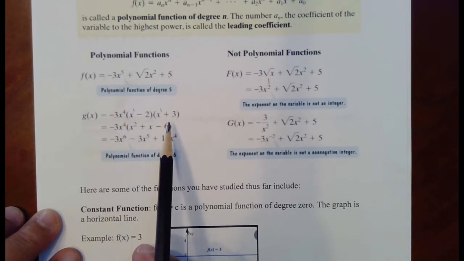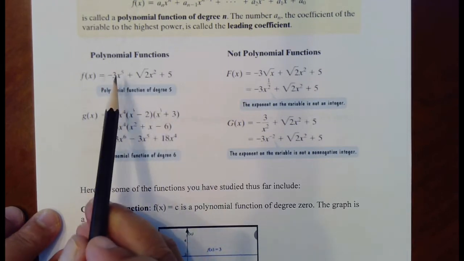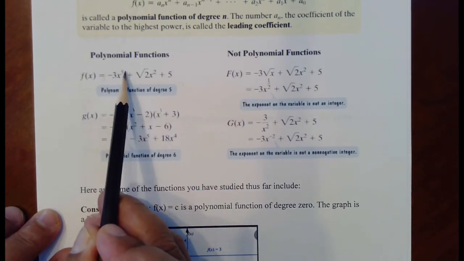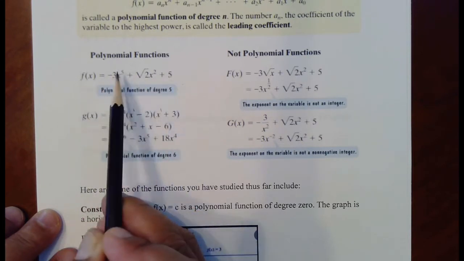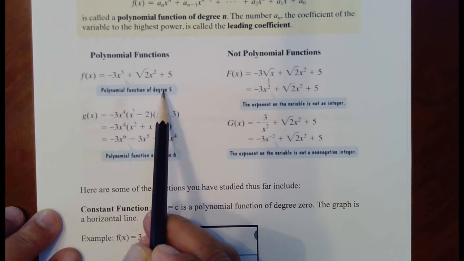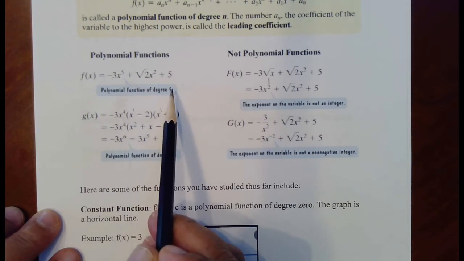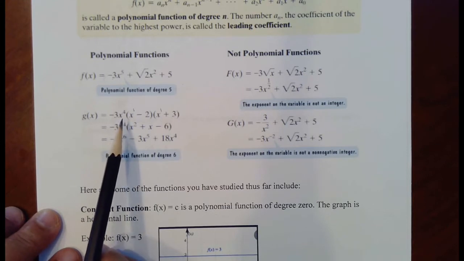Here it may take a little bit of thought in order to figure out what the leading degree is. Notice that in this one, the highest degree was 5, and therefore we call this a polynomial function of degree 5. It is classified based on what the highest degree is. Therefore, you need to be able to tell what the highest degree is. And as I was just stating here, you got to put a little bit of thought into this.